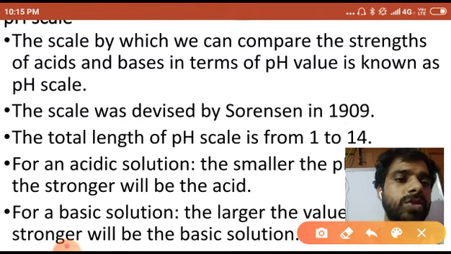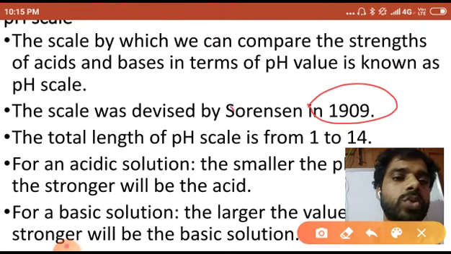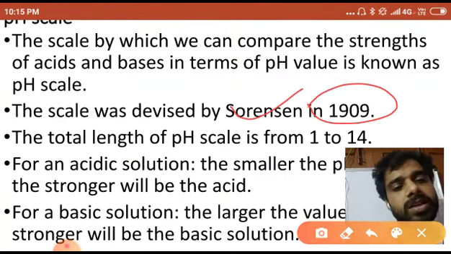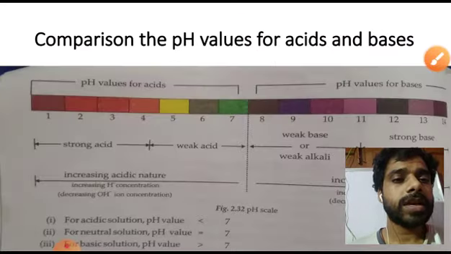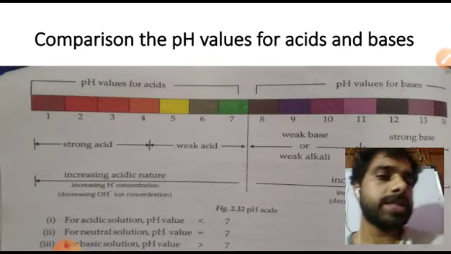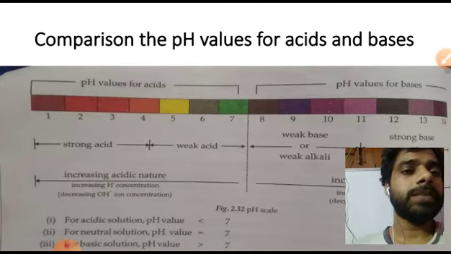In 1909, Sorensen was a scientist who devised this scale, and their range was from here. You can see this one is a pH scale. This one compares the pH values for acids and bases.